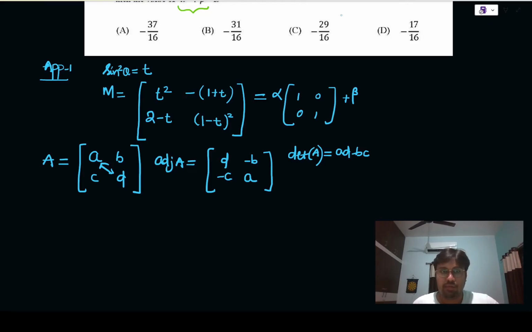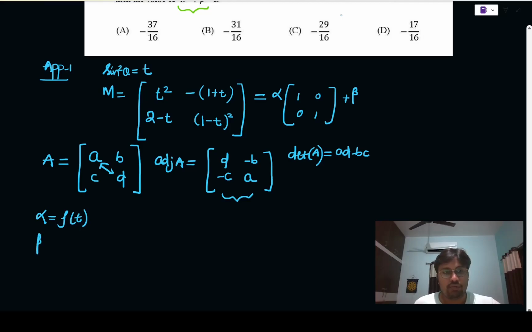So do this particular math that has been mentioned here. Divide it with the determinant, and then all you have to do is solve for alpha and beta. So alpha will be some function of t, f of t, and beta will also be some function of t. Let's call it g of t. But of course, t is sine square theta, so you get the trigonometric functions.